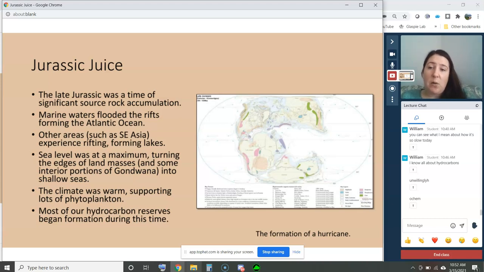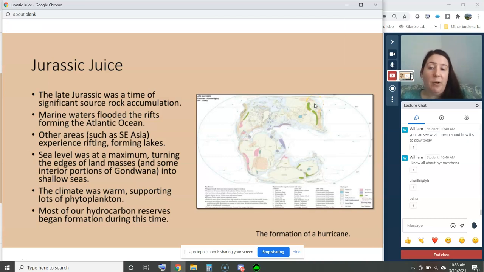So the late Jurassic was a time of significant source rock accumulation. This was a time when marine waters were flooding the rifts that were forming the Atlantic Ocean. And so here we had marine waters flooding all up and down these rifts. Other areas, like in Southeast Asia, were also experiencing rifting, and these formed shallow seas or lakes that were just temporary.